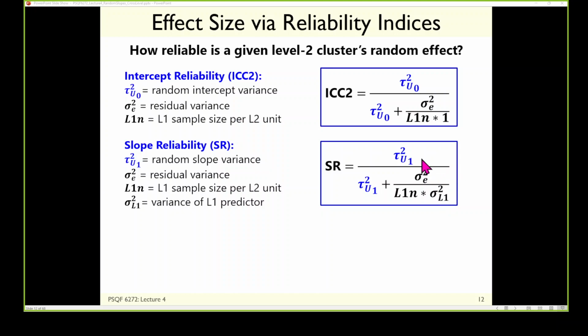But otherwise, it's still the same idea as traditional reliability. How much of the total variance is due to signal, true variance, versus some kind of noise, where residual variance is being rescaled by sample size and the variable that it's the slope for. So I don't see this reported very much in papers. It's not really a common thing, but you know what I use it for?